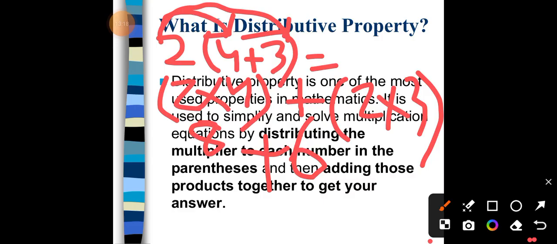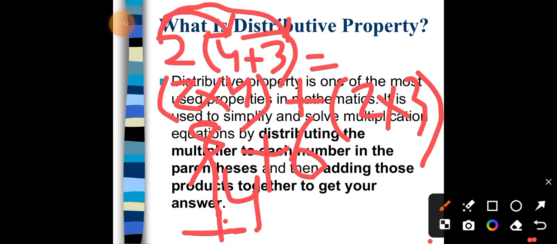Now we need to add those products together to get the answer that we want. 8 plus 6 gives you what? You need to think about it. 8, and on your fingertips, 9, 10, 11, 12, 13, 14. It gives you 14. Got it? That means the answer is 14.